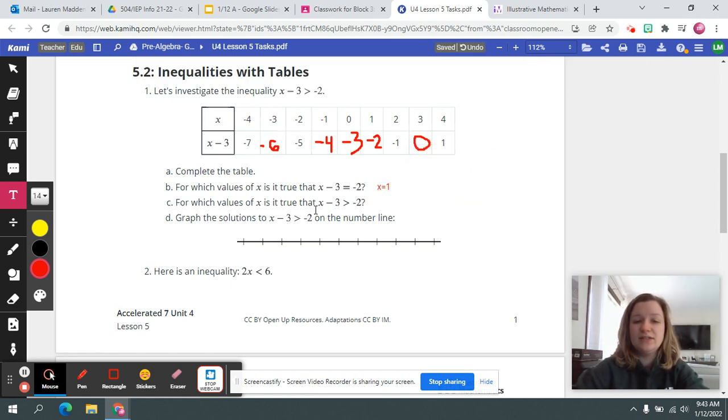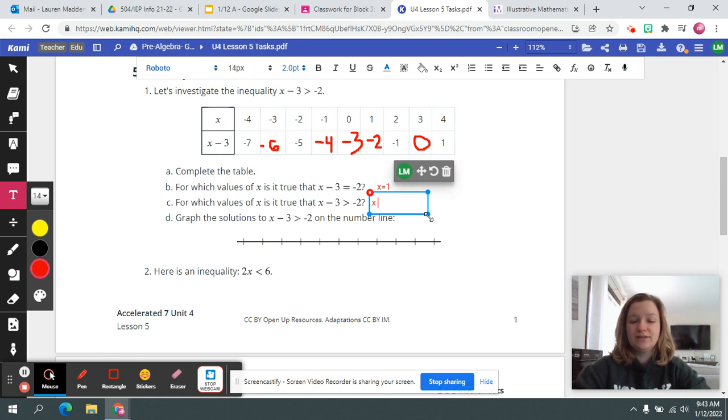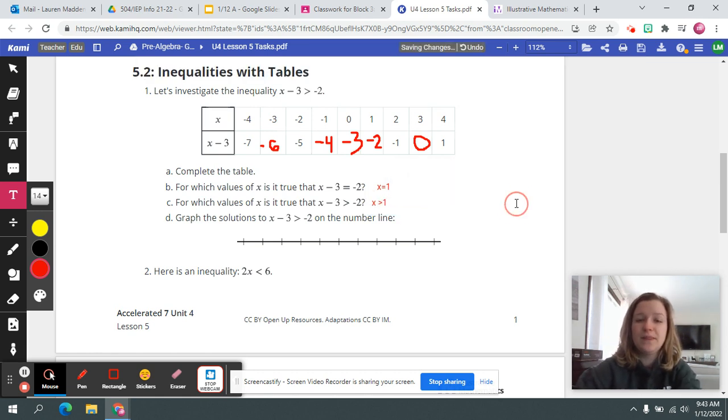For which values of x is it true that x minus 3 is greater than negative 2? Everything down here, it looks like, is less than negative 2. But everything up here is greater than. So that would be when x is 2 or more, or greater than 1. So I'm going to say x is greater than 1, because there could be some values in between 1 and 2 that would work for that.